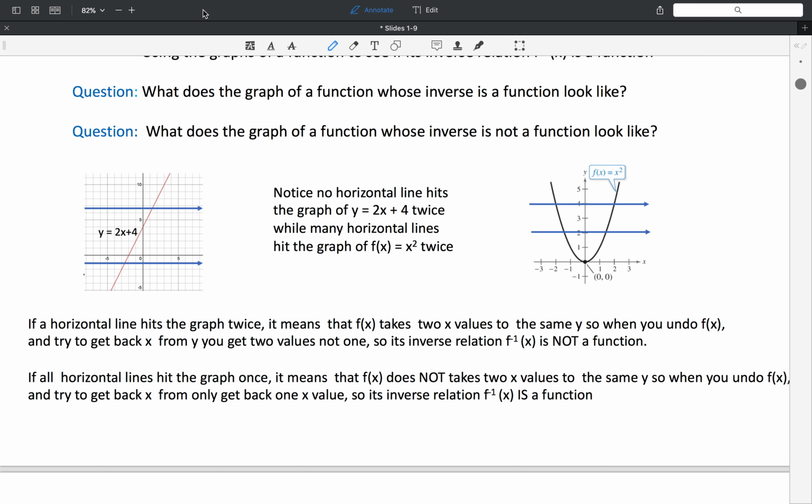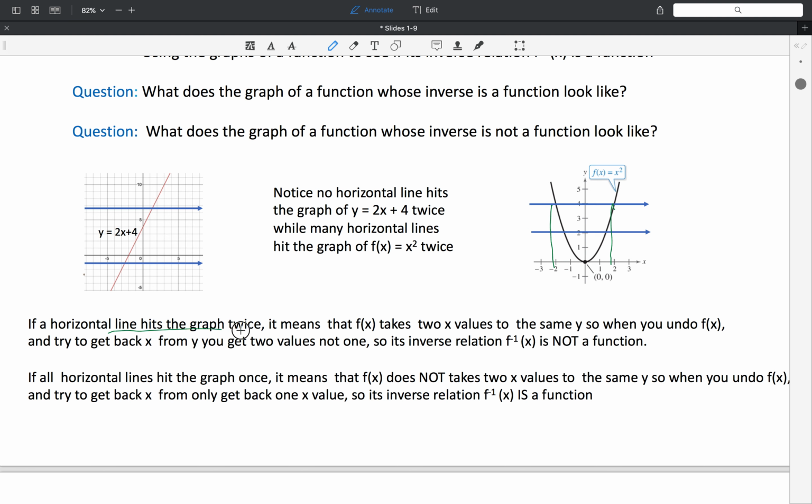If I draw a horizontal line, I'm going to see that no value of the function on this line has two y's. No y has two x's. If I do that over here, I see lots of y's have two x's. This y right here has two, and so forth. Okay, so we have a test.